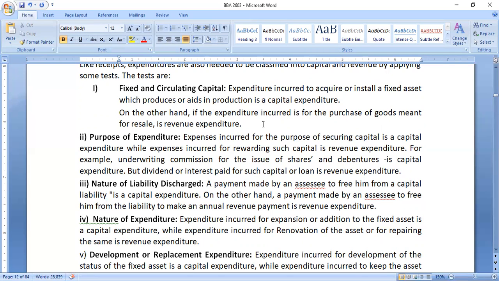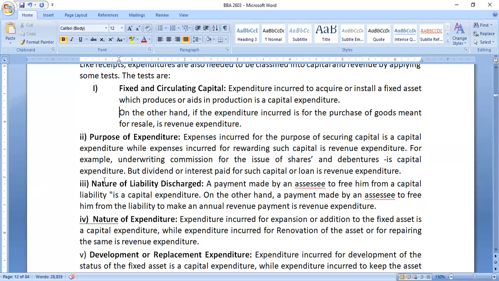Then purpose of the expenditure. Expenditure incurred for the purpose of securing capital is a capital expenditure, while expenditure incurred for rewarding such capital is revenue expenditure. For example, underwriting commission for the issue of shares and debentures is capital expenditure, but dividend or interest paid for such capital or loan is a revenue expenditure.